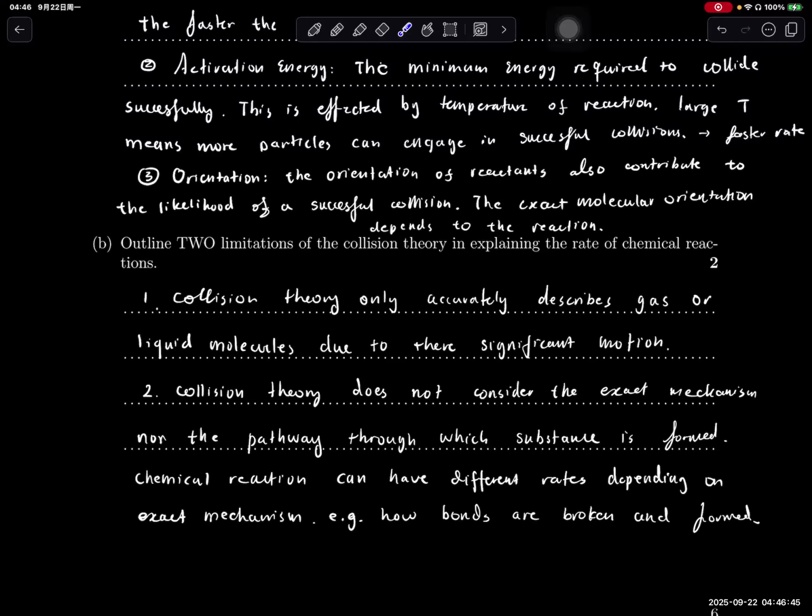The second one is that collision theory does not consider the exact mechanism. That's true, because you just say particles collide, but that's not really what happens. What happens is really interaction of forces between atoms, and breaking of bonds. So collision theory lacks a lot of detail on chemical mechanism. So that's the limitation.